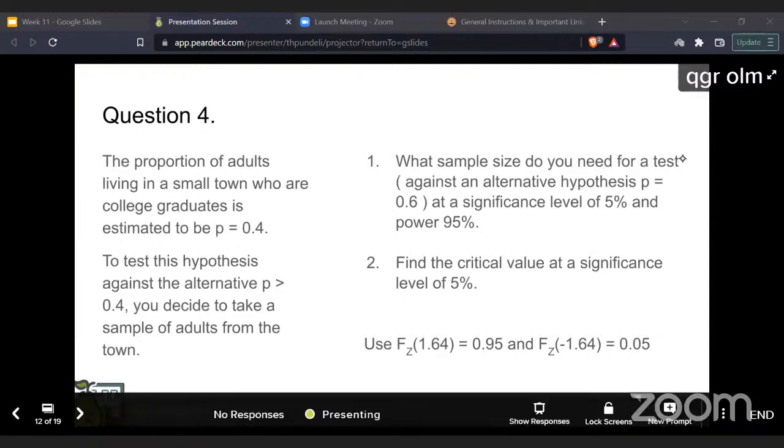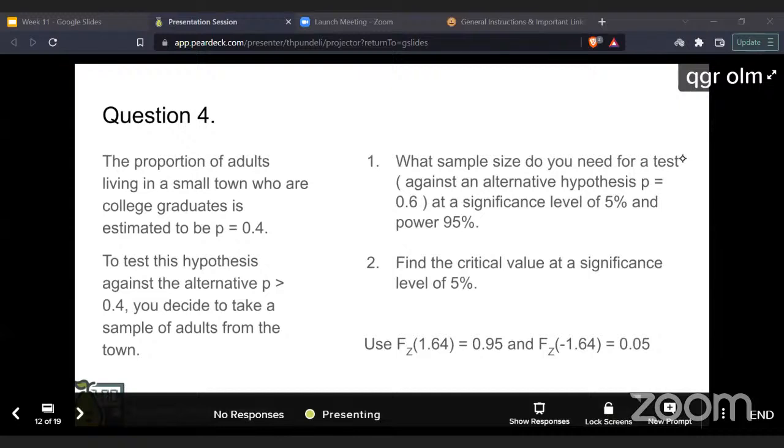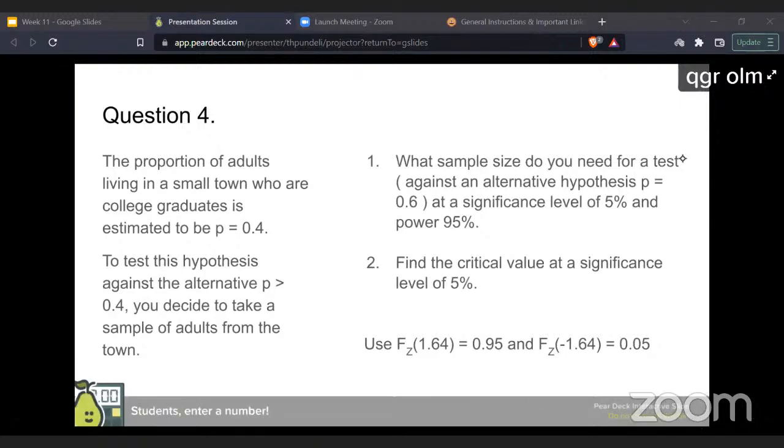Yeah, so the question says the proportion of adults living in a small town who are college graduates is estimated to be p equal 0.4. So this is what has been estimated, that is p is 0.4. And you want to test this hypothesis against the alternative that p is greater than 0.4. To test this, you decide to take a sample of adults from the town. So given the null was 0.4 and alternative to be greater than 0.4, you are taking a sample of adults from the town.